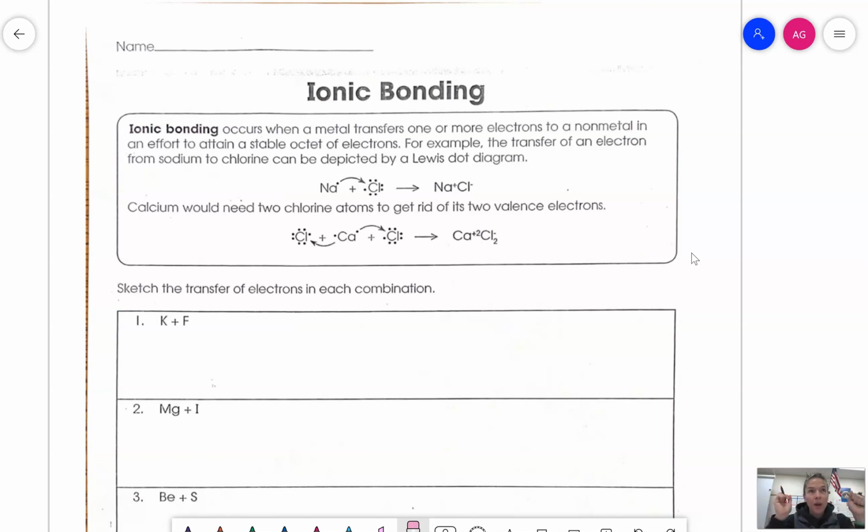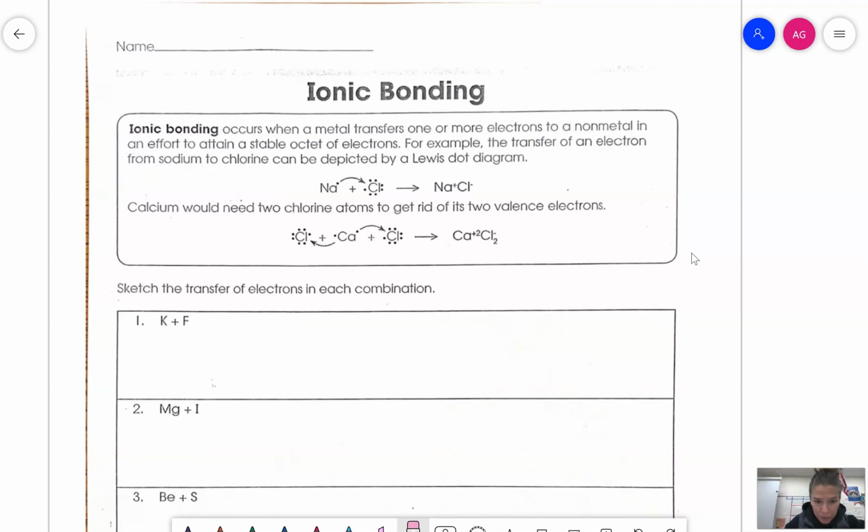I wanted to walk you through what ionic bonding looks like with something we call Lewis dot structures. In the last worksheet, the one you were just working on with the Bohr models, you were drawing not only the valence electrons but also the core electrons and those different energy levels that go into atoms. Now, when we do it by Lewis dot structure, we're going to pare it down to just the valence electrons. And that's what you're going to represent on this worksheet.